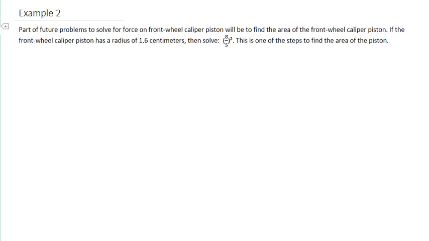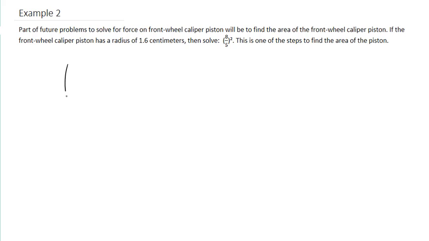Part of future problems will be to solve for the force on the front wheel caliper piston. That will be to find the area of the front wheel caliper piston. If the front wheel caliper piston has a radius of 1.6 centimeters, then solve 8/5, which is 1.6 written as an improper fraction, raised to the second power. So this is one of the first steps to find the area of the piston.